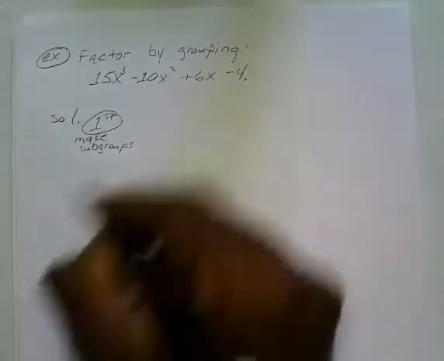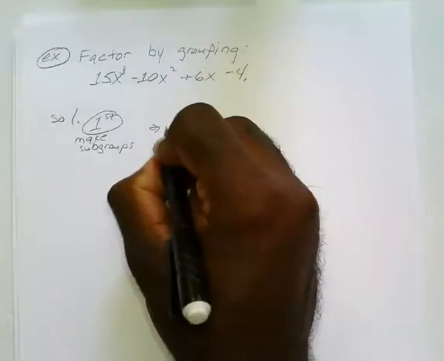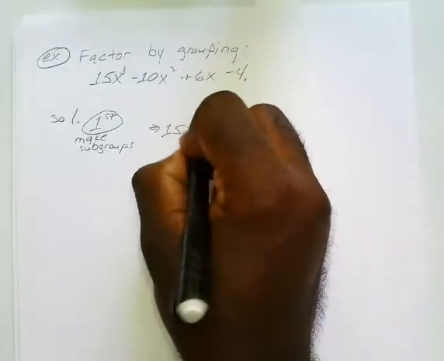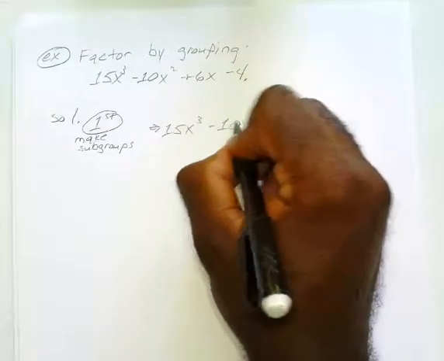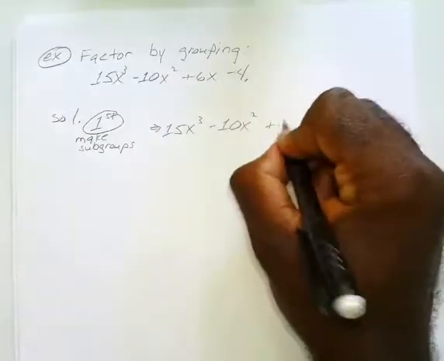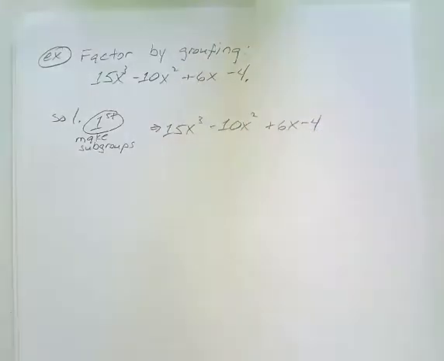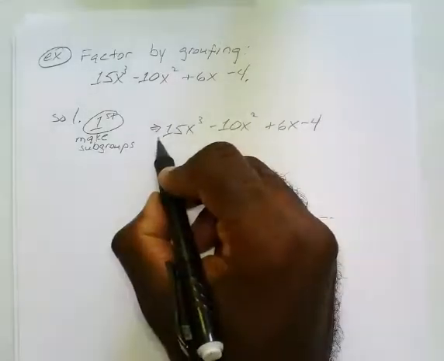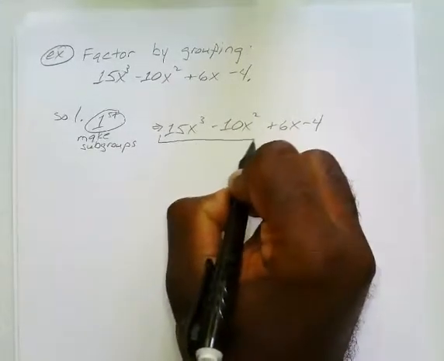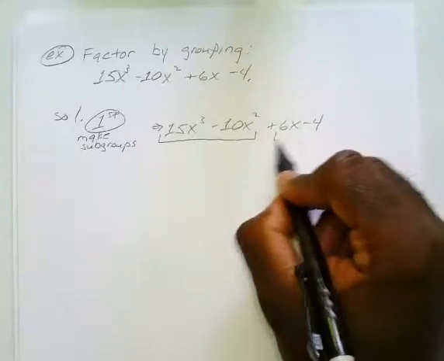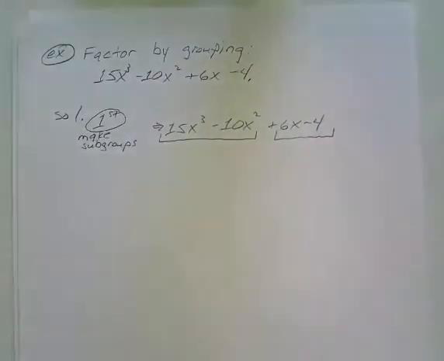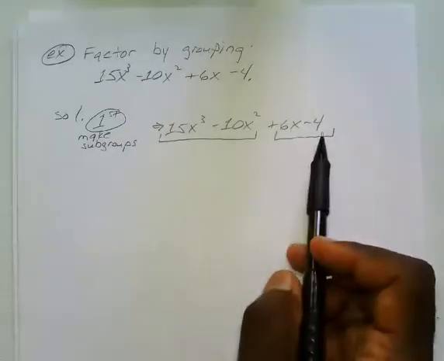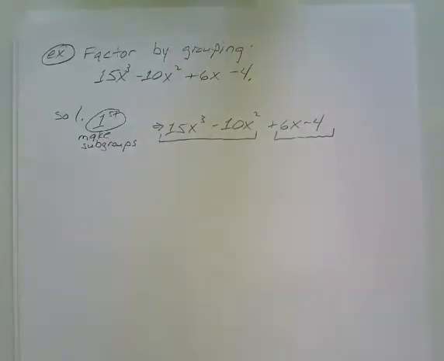I'm going to go ahead and rewrite it. 15x to the third minus 10x squared plus 6x minus 4. So we have 4 terms, and we're going to make 2 subgroups. So instead of 4 terms, we're just going to have two terms with 2 each. We have this subgroup and this subgroup. That's what I mean by make a subgroup.